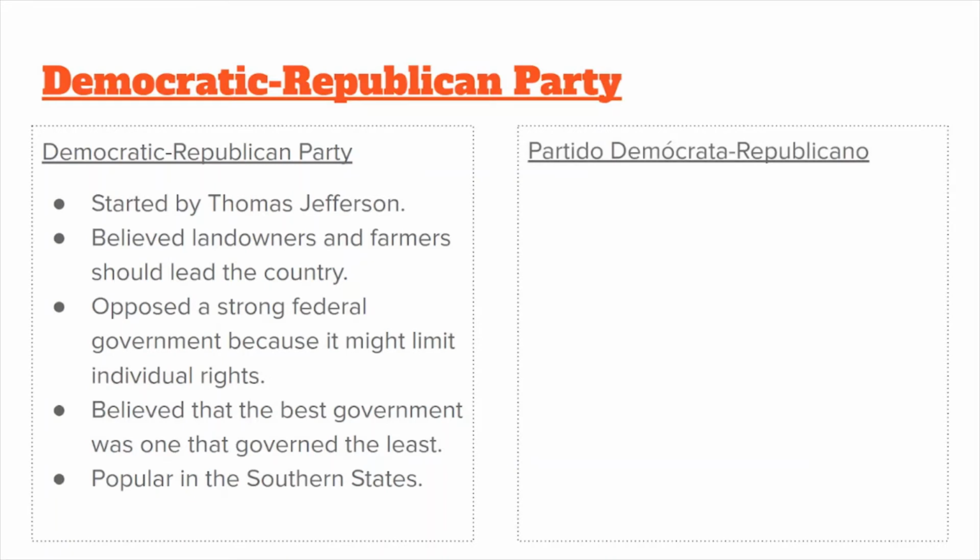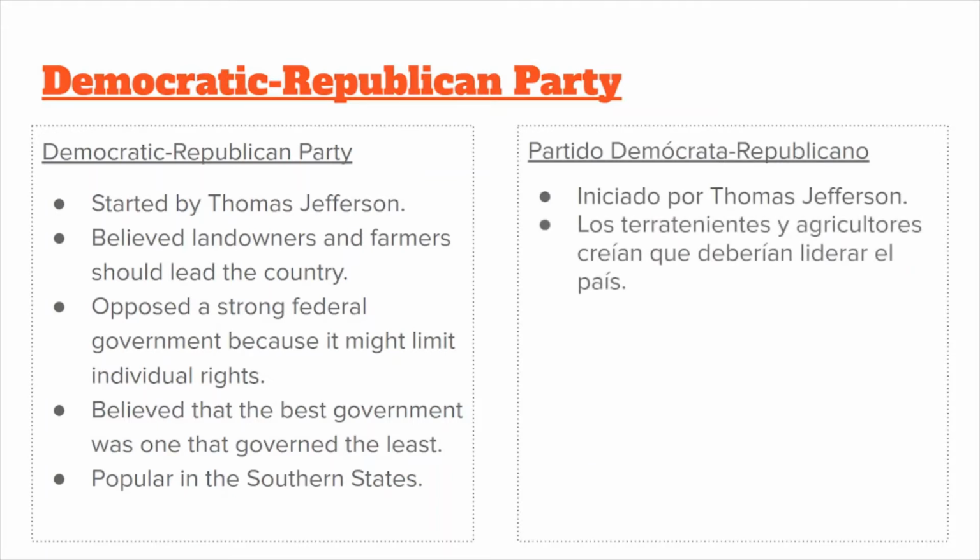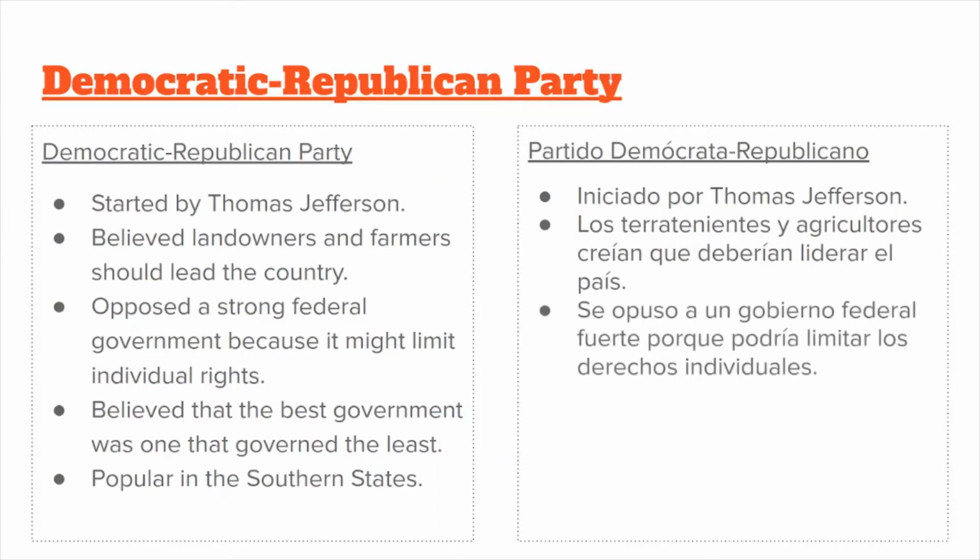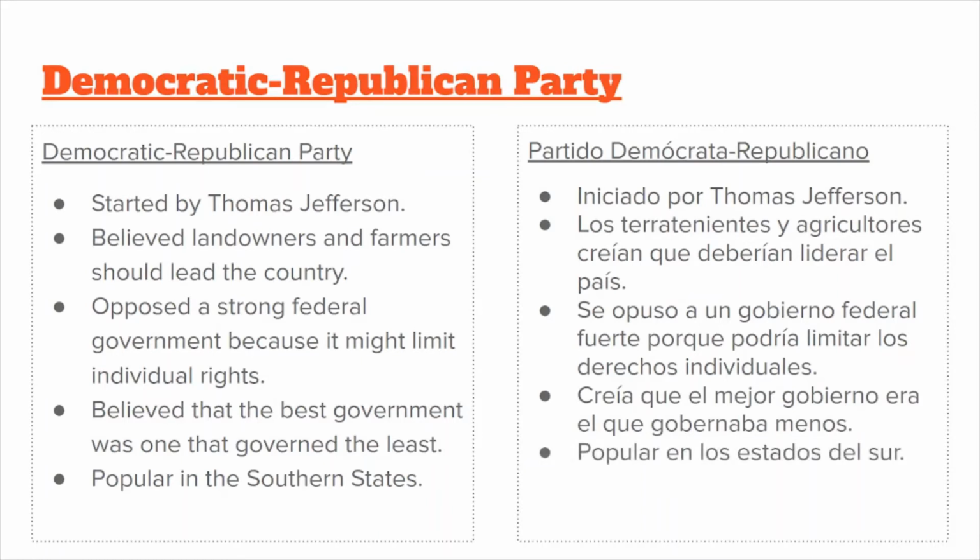So, este es el Partido Demócrata Republicano, iniciado por Thomas Jefferson. Los terratenientes y agricultores creían que deberían liderar al país. Se opuso a un gobierno federal fuerte porque podría limitar los derechos individuales. Creía que el mejor gobierno era el que gobernaba menos. Y este partido fue popular en los estados del sur.